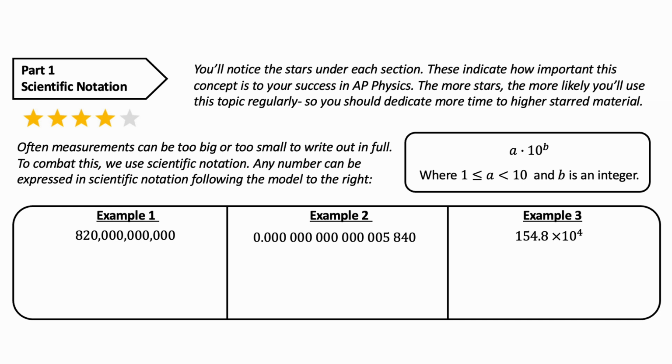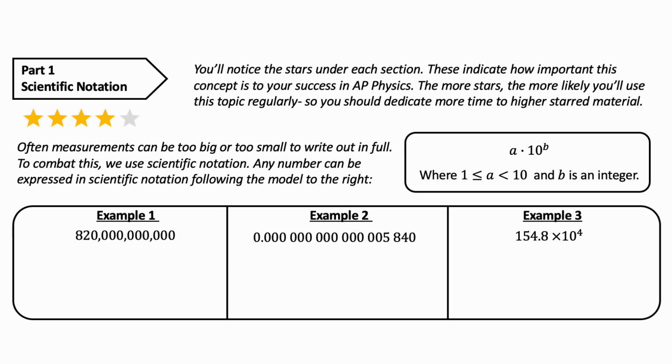Part one starts as easy as they come, with hopefully a nice review of scientific notation. You'll notice at the top I have these stars here. That is not the difficulty of these parts, but how relevant they are to the rest of the course. Some of these topics you're going to use a lot, and scientific notation is one of them. We deal with a lot of numbers, many very big and many really small, so there's no way we can spend all that time writing all those zeros. We have to be able to express quantities in scientific notation.